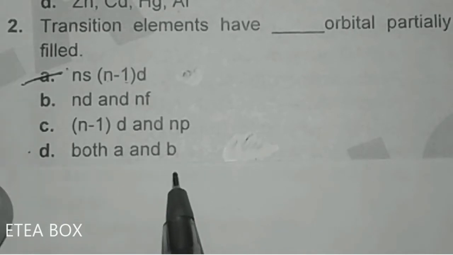Transition elements have dash orbitals partially filled. We know that transition metals have D and F orbitals partially filled. Now more specifically, in case of D block, option A is correct.